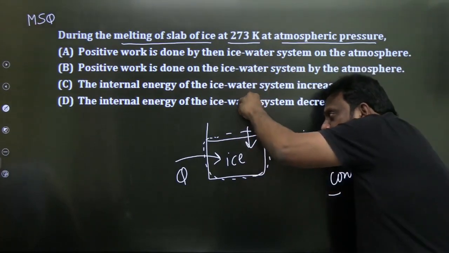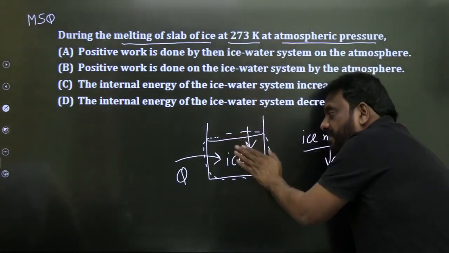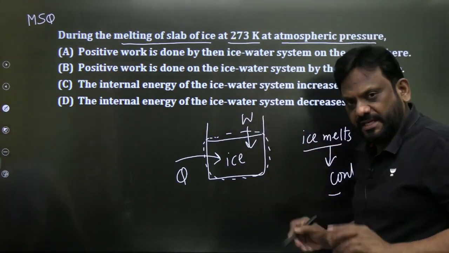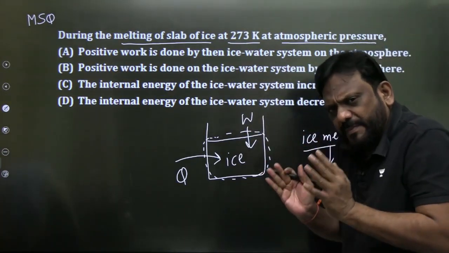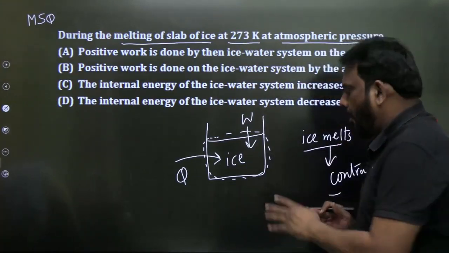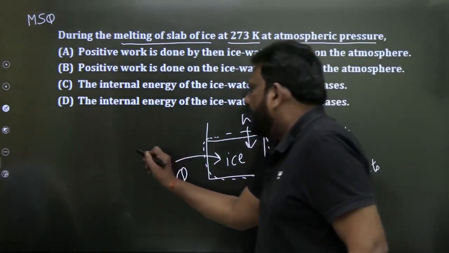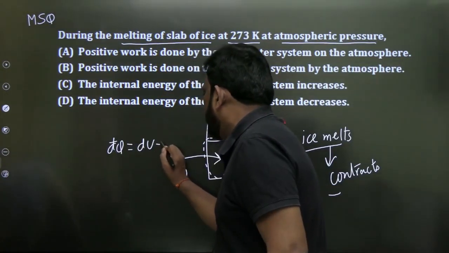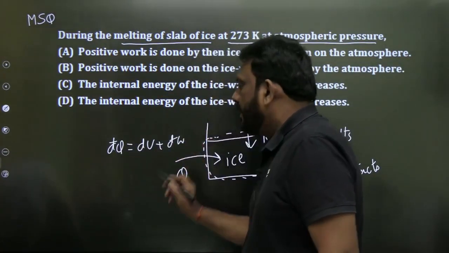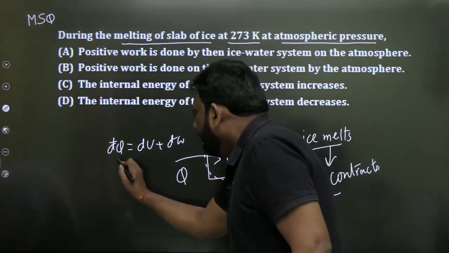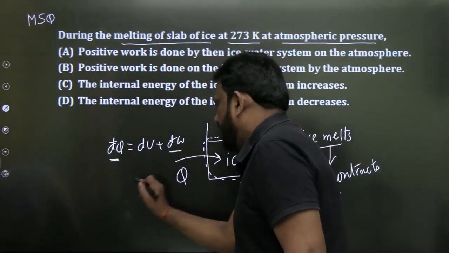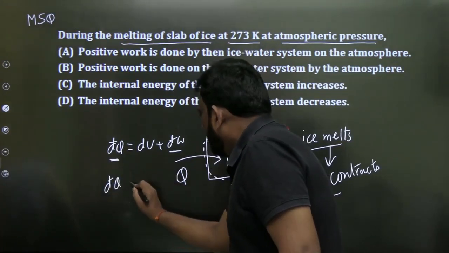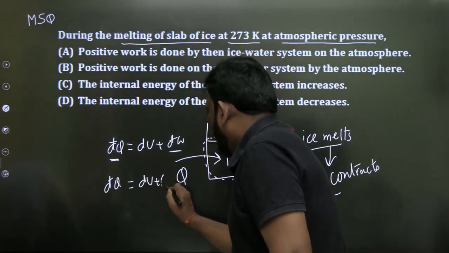Which means the atmosphere is doing work on our system, that is ice. So there is work transfer. That's why the volume is decreasing. Whenever the volume is decreasing, it means work is done on the system. Now, from the first law of thermodynamics, we know that d'q is equal to du plus d'w. Now observe carefully. This is positive and this is negative. So I will write this as d'q is equal to du plus of minus w.